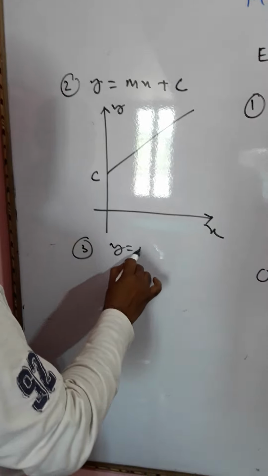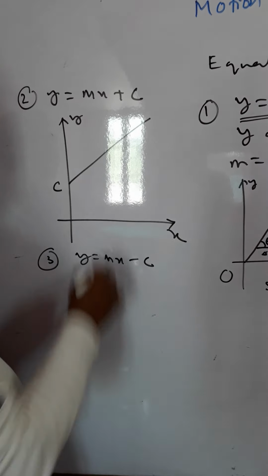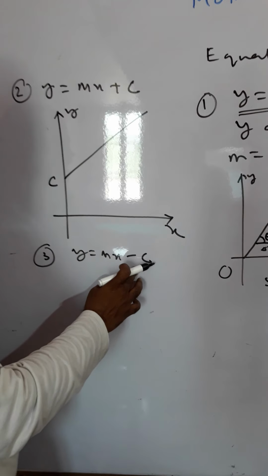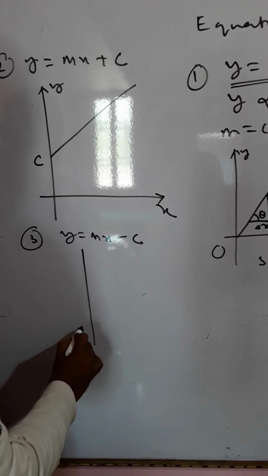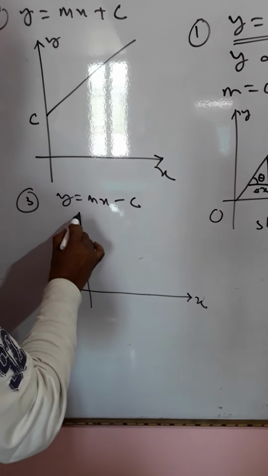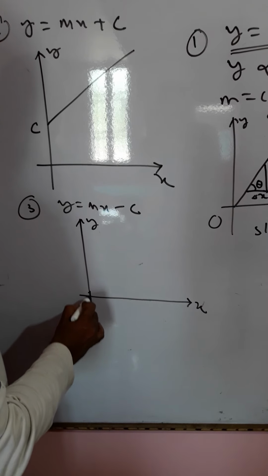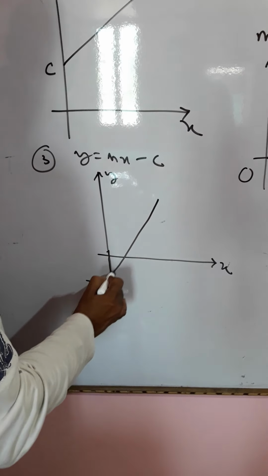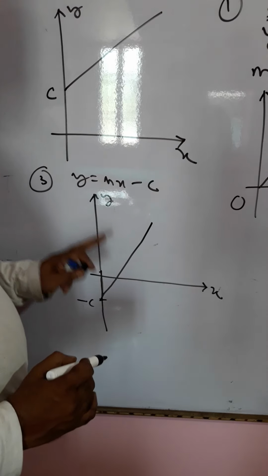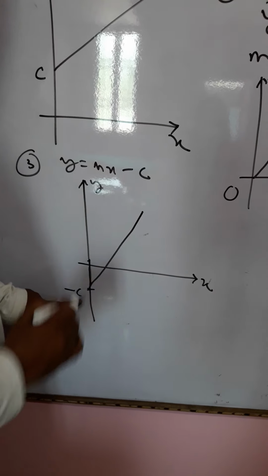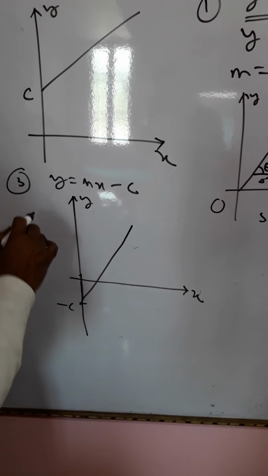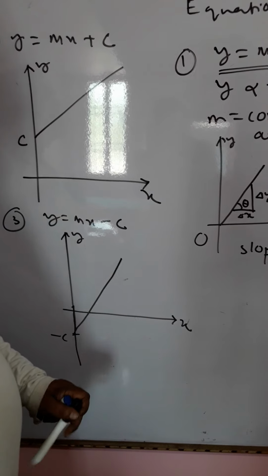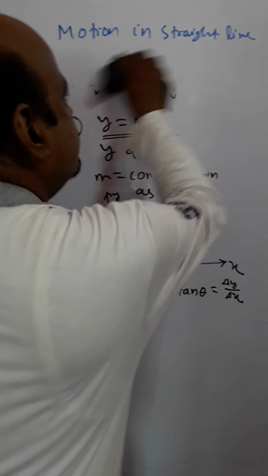Graph 3, y equal to mx minus c. Here the slope is positive and the intercept is positive, but here the slope is positive and the intercept is negative. Here x, here y. You go from negative c, here minus c, and this is the straight line. Slope is positive, but intercept is negative. Y equal to mx minus c. That is the third category graph. Then we come to the fourth category graph.